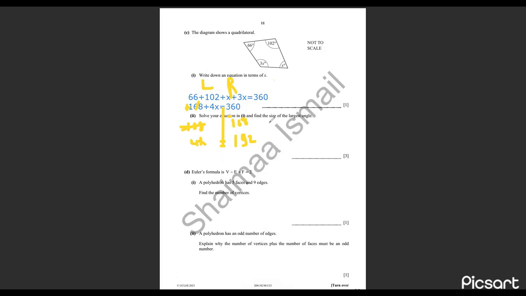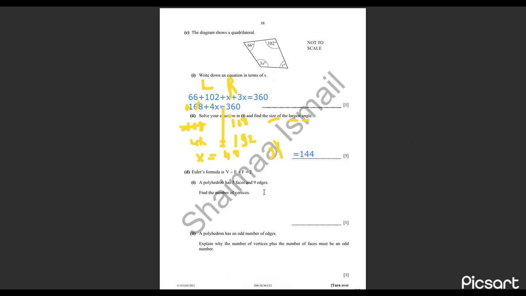Remember that you need the size of the largest angle, not the value of x. So here x equal to 48. So for the 3x, we multiply 48 by 3, which gives us 3x equal to 144. I did it.